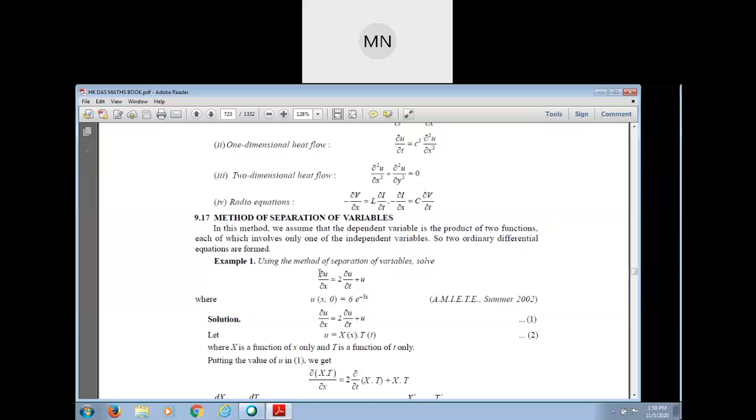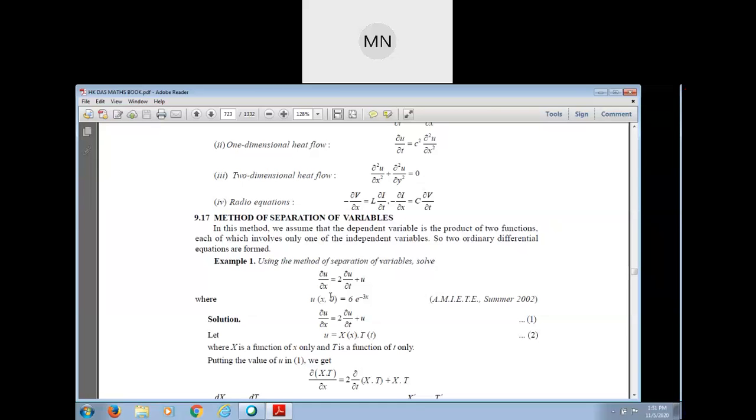Here also u depends on x and t. So ultimately what we get? If u depends on x and t, that means x and t are independent and y is dependent. Is it clear now?